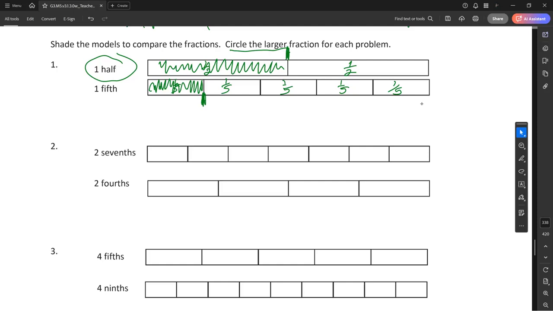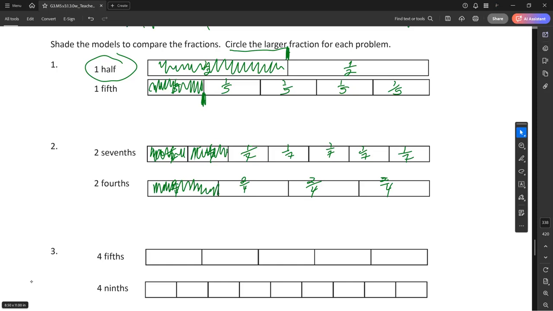Number 2, same thing. 2/7. Oops. Label first. Each one is 1/7. Okay, so I labeled first 7ths and 4ths. They want 2/7, and they want 2/4.